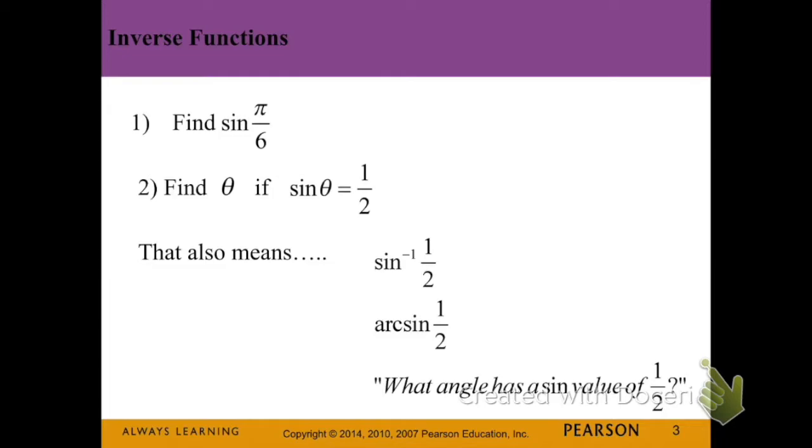So example 1 on here, I have find sine of pi over 6. We know that the y-coordinate at pi over 6 is 1/2. Part 2 says, find my angle theta if sine of theta equals 1/2. So what we're saying is, at what angle do I have a y value of 1/2 on the unit circle? So the way that we can write this is sine inverse of 1/2.